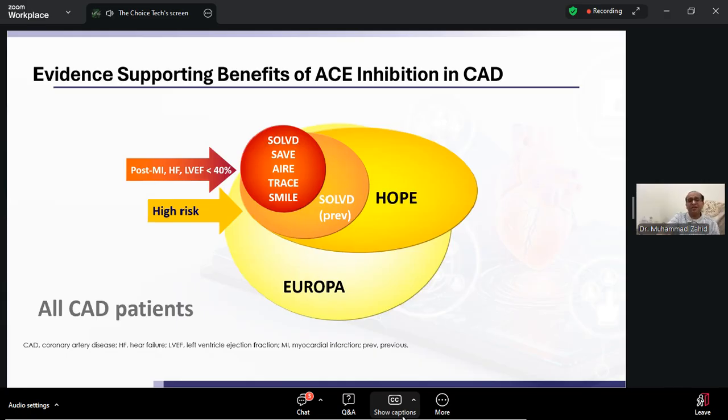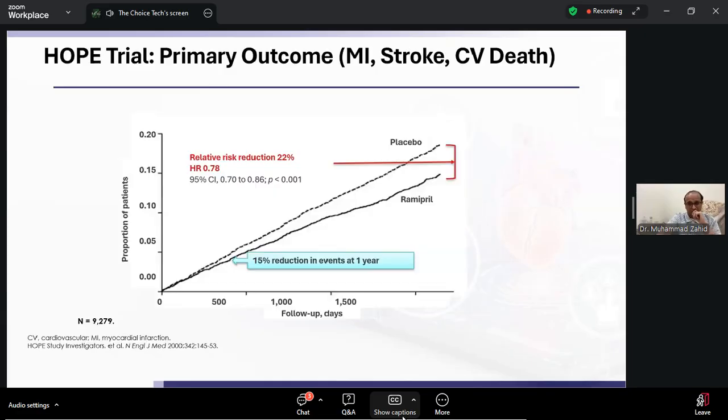Now, looking at the evidence, we have plenty of evidence for the ACE inhibitors. I'm just going to quickly go through, and I'm wary of the time as well. The HOPE trial was a multi-center, randomized, double-blind, placebo-controlled trial. It had about 9,200 participants over the age of 55. They either had diabetes and a risk factor, or established coronary artery disease, but no heart failure. One arm had ramipril versus placebo, while the other arm had vitamin E versus placebo. And the effect was seen only in the ramipril arm.